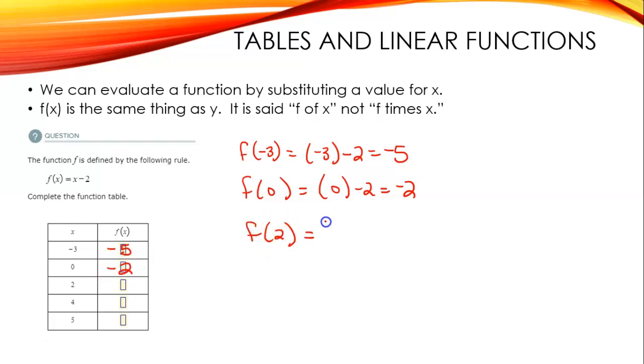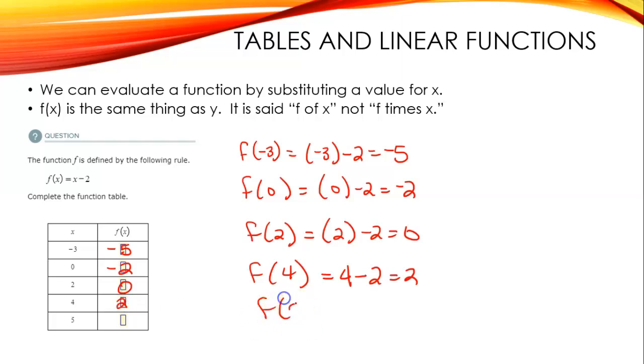F of 2, I'm replacing x with 2. 2 minus 2 just becomes 0, so there's a 0 there. F of 4, I'm replacing x with 4. 4 minus 2 just becomes 2. And f of 5, I'm replacing x with 5, so 5 minus 2 becomes 3.